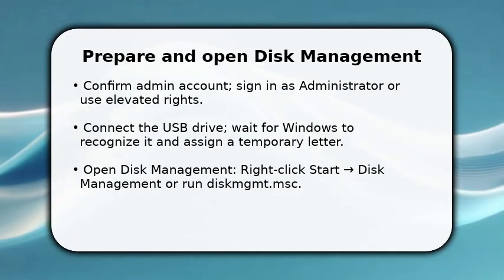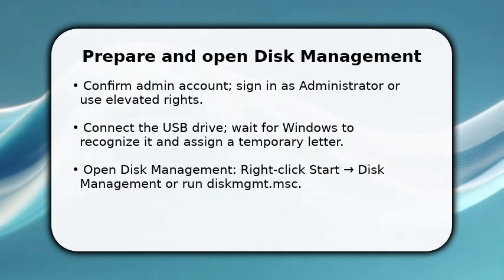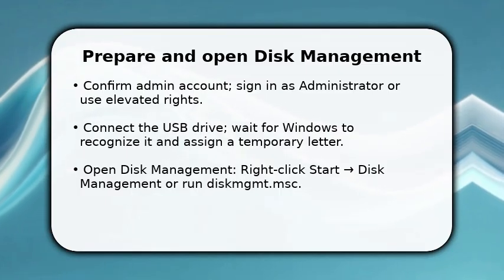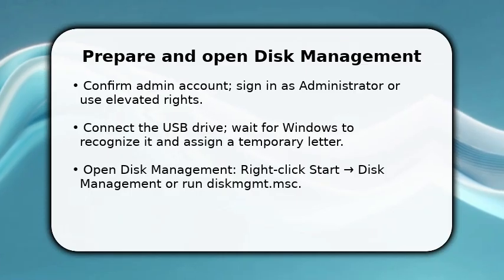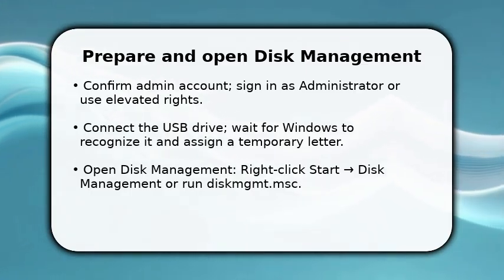You start with admin rights because Windows requires elevation to change drive letters. Once signed in, plug the USB and wait until the system shows it in File Explorer. Now open Disk Management by right-clicking Start or running diskmgmt.msc, you'll see volumes and assigned letters.